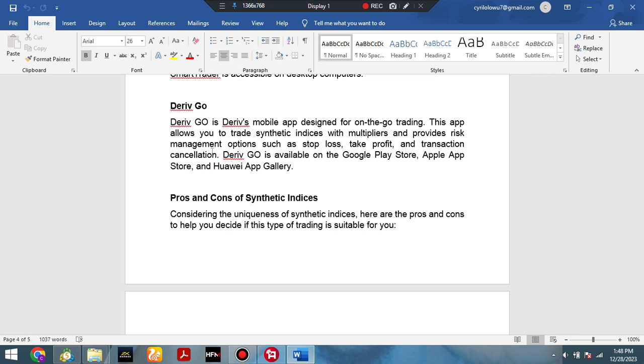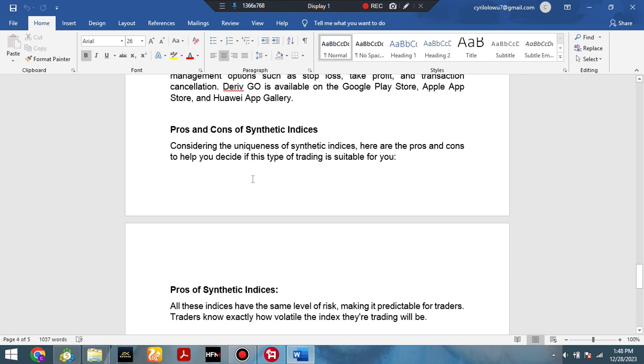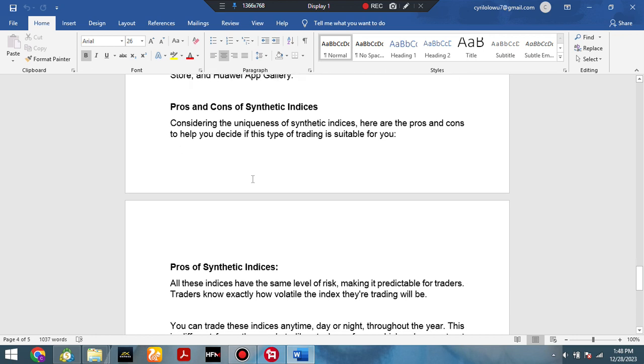So now let's talk about the pros and the cons of synthetic indices. That means the advantage and the disadvantage of trading these synthetic indices. Considering the uniqueness of synthetic indices, here are the pros and cons to help you decide if this type of trading is suitable for you. Now let's talk about the pros side of synthetic indices.